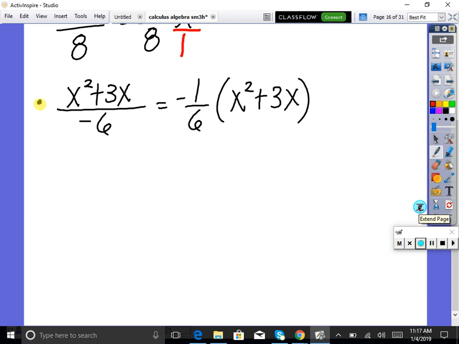Very good. Yes, it's the same principle. I heard somebody say they pulled out a 1 on top and they pulled out the -6 on bottom. And that is equivalent. Yes? Yes.